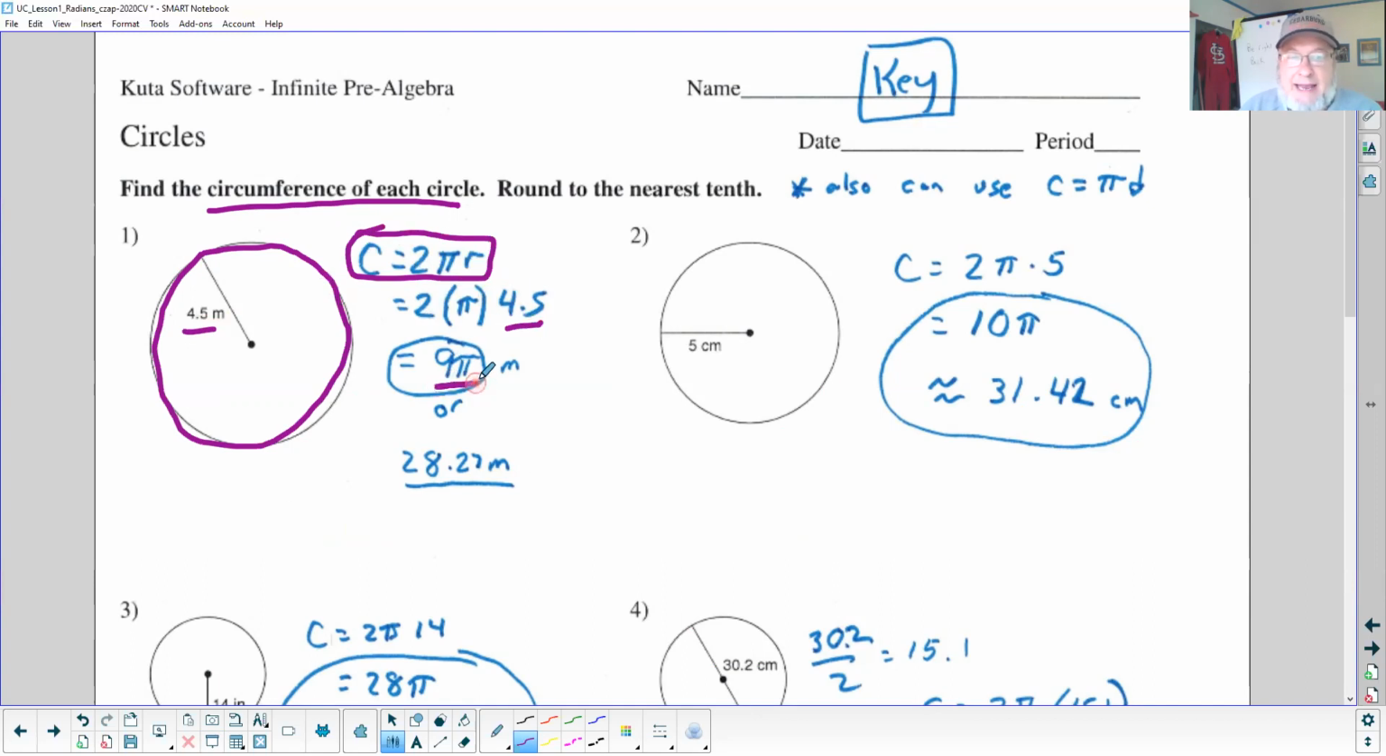This is an exact answer. 2 times 4.5 is 9. So this is 9 pi. But if you use the pi button and did 9 times 3.14, you'd get around 28.27. In this case, it's meters. So if I walked around this outside edge, I'd be walking 28.27 meters. You can do that with circles all the time. Here's another example. You need to have a basic foundation in the understanding of circumference is distance around as you put together your unit circle.